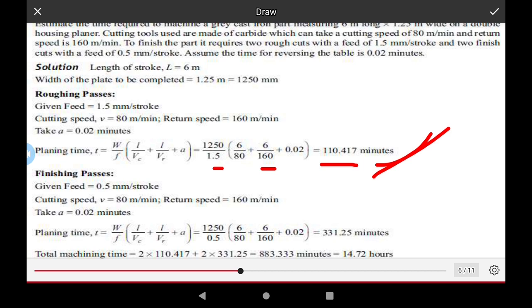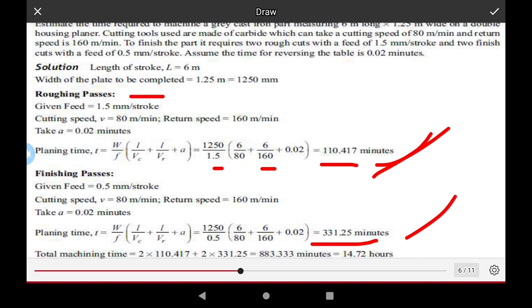For the finishing pass, the feed rate is 0.5 per stroke, the cutting speed v equals 80 meters per minute, and the return speed is 160. Put all the values in the formula: t equals small w upon f, times 6 upon 80 plus 6 upon 160, plus 0.02. With the feed rate changed, this is 1250 upon 0.5, times 6 upon 80 plus 6 upon 160, plus 0.02. Solving gives 331.25 minutes of machining time.